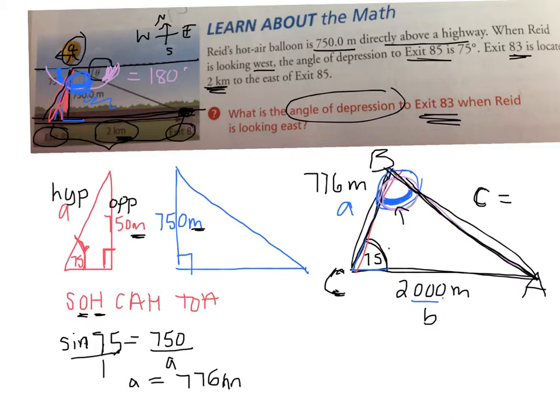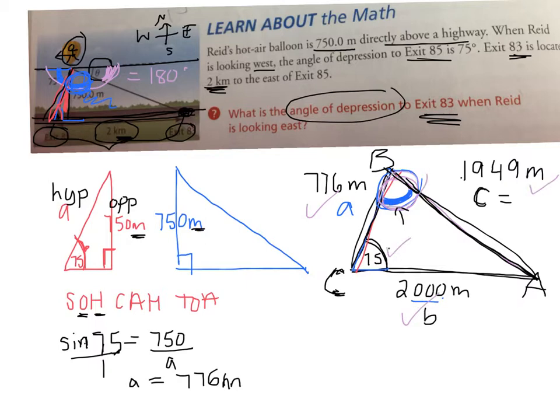So I'm going to go back and label it in the original diagram. It's 1,949 meters. So now look at this triangle. We have this side length, this side length, this side length, and an angle. We want to know the missing angle.